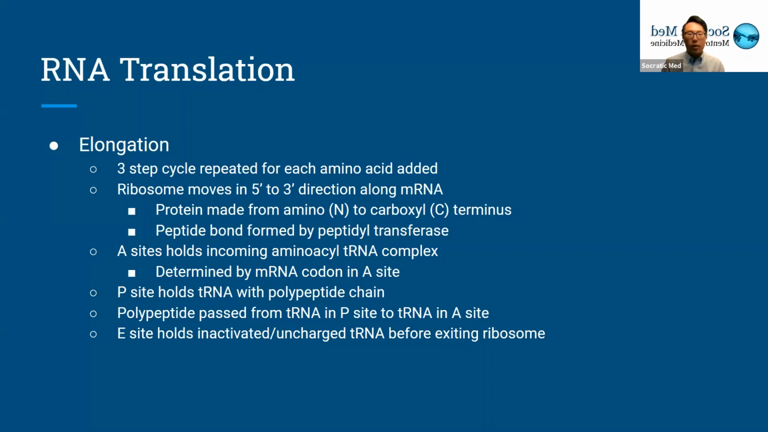So RNA translation. The next step is elongation. It's a 3-step cycle that's repeated for each amino acid added. The ribosome moves in the 5' to 3' direction along the mRNA, and the protein is made from the amino, or N terminus, to the carboxyl, or C terminus.